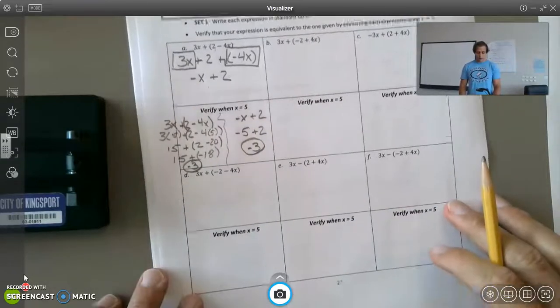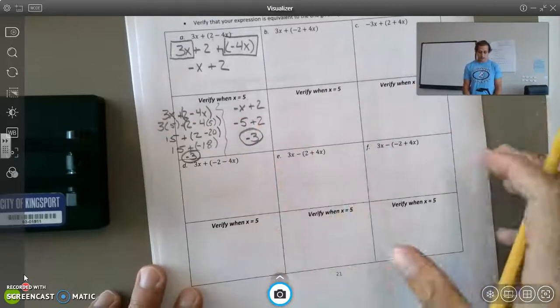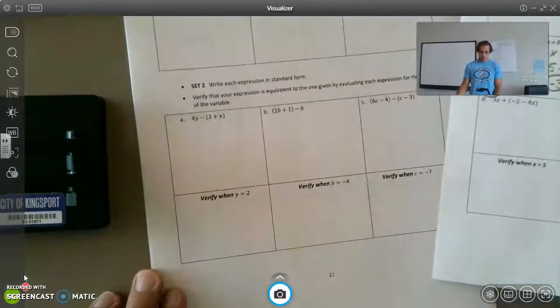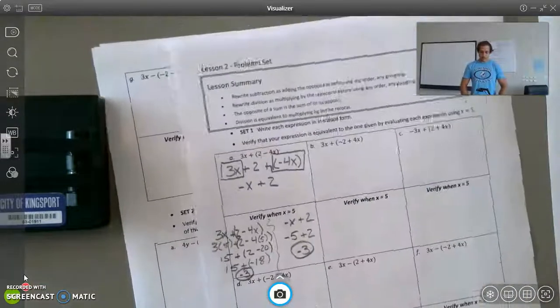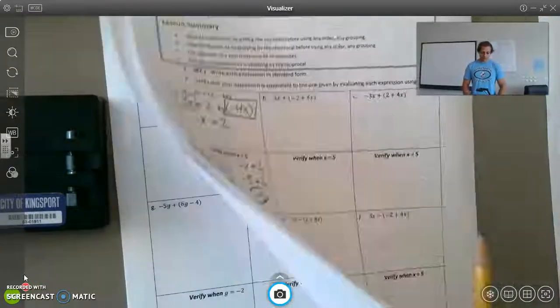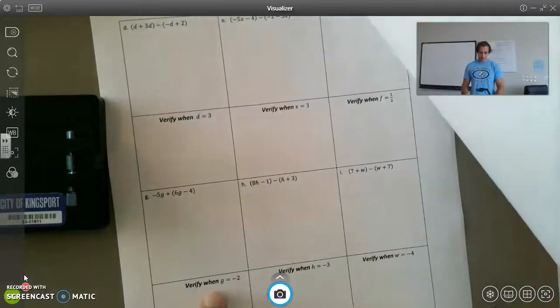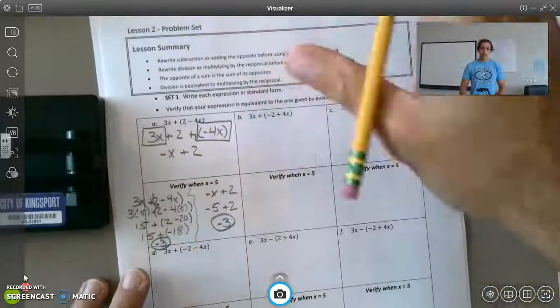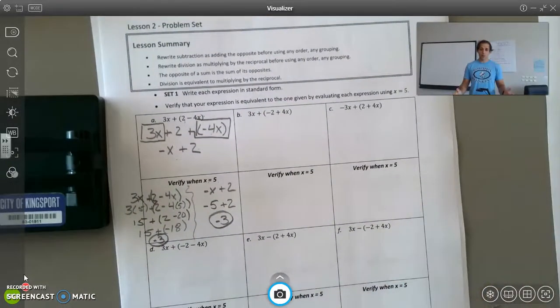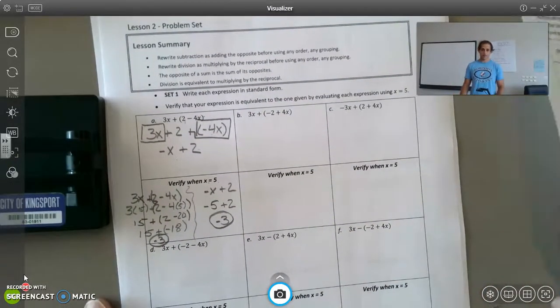Okay. I think that is sufficient for you. You're going to continue to do that throughout set 1, 2, 3, and 4, and you will verify your solutions by substituting in a value for the variable that will prove that both of your expressions are equivalent.